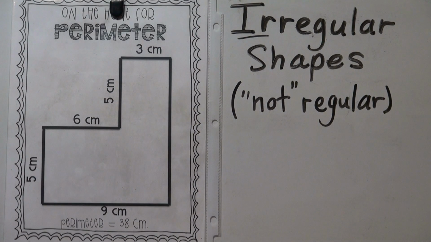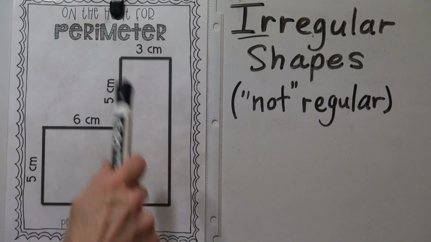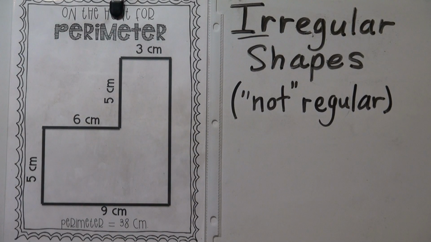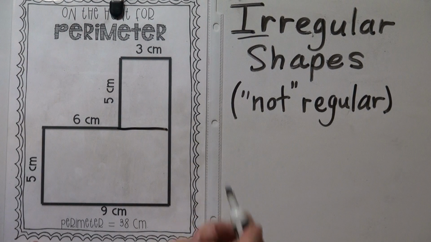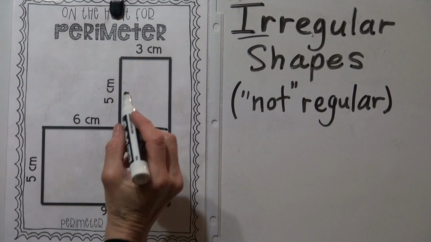Okay, let's try another one. Feel free at any time to pause the video and you try to figure out what the answer is before we figure it out together. So here, let's try this one. So the first step is to divide your irregular shape up into regular shapes. So I'm going to look at this way first. Okay, that's pretty simple looking. I like that one. So let's do this.